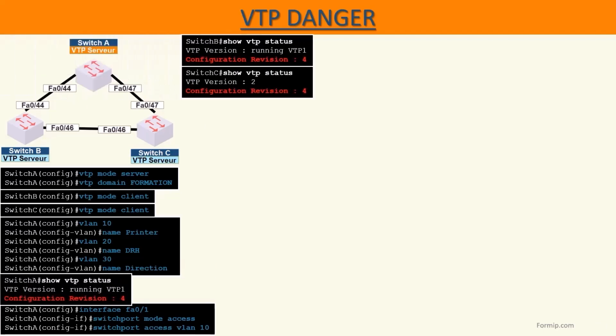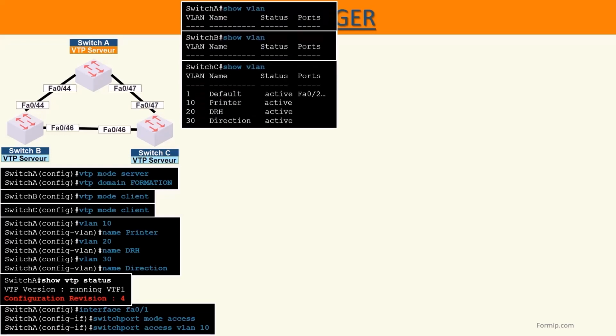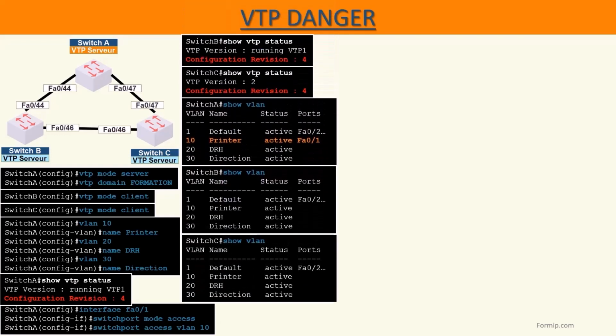If you run a show VTP status on all switches, you will notice that they all have a revision number of 4. A show VLAN shows us that all switches have synchronized well with the switch A. We also see that the port Fa0/1 of switch A is well part of the VLAN 10.